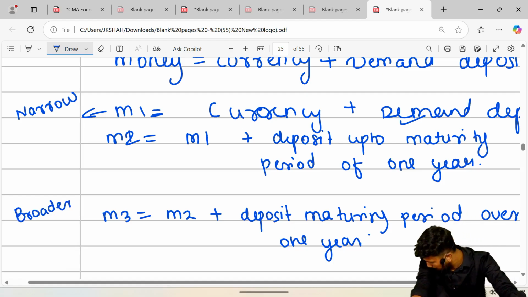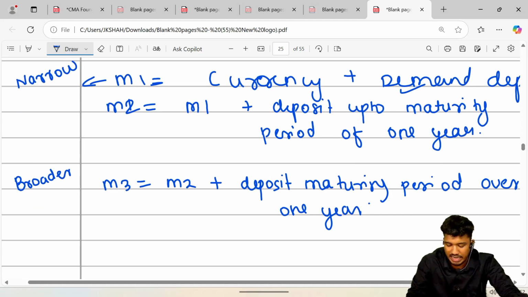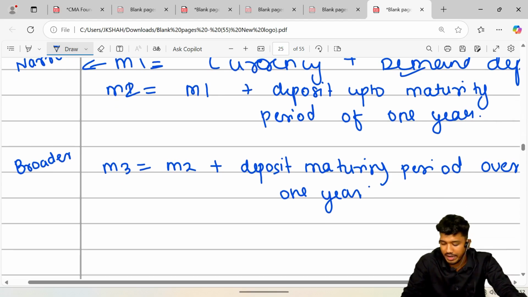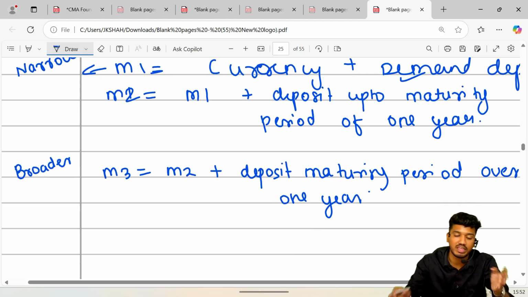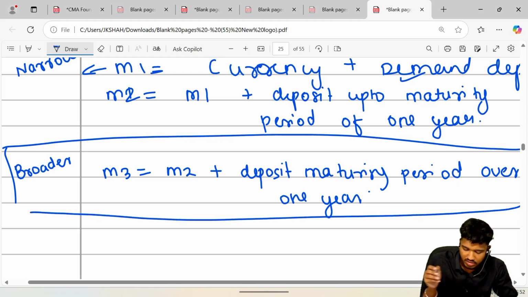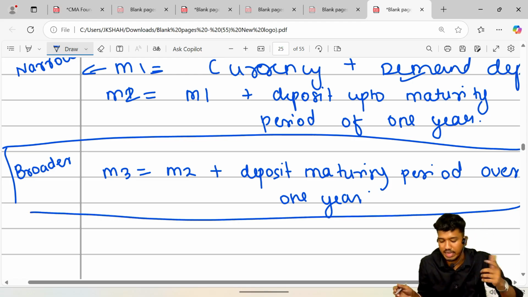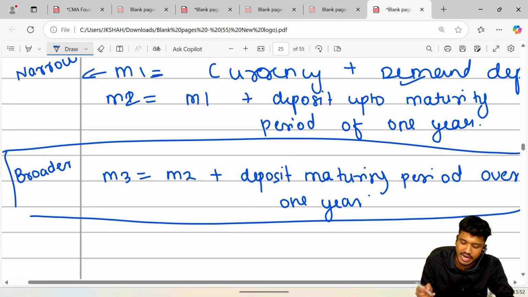That way it was clear hai? Yeah. So M3 is equal to M2 plus deposits maturing over a period of 1 year. That way, within 1 year is M2, and more than 1 year is M3. So that way, now the definition of money is widened. It is a narrow definition, broadened. So M2 includes M1 also. It means currency भी आ गया, demand deposit भी आ गया, up to 1 year भी आ गया, और more than 1 year भी आ गया.